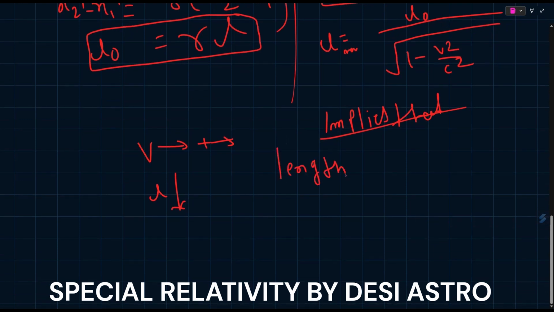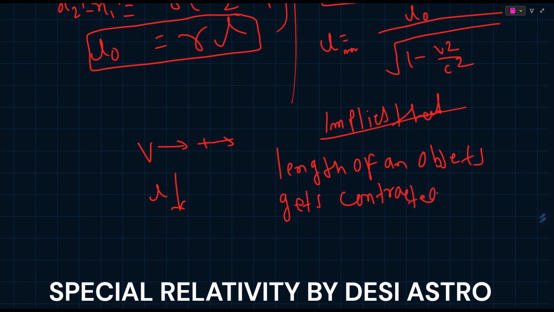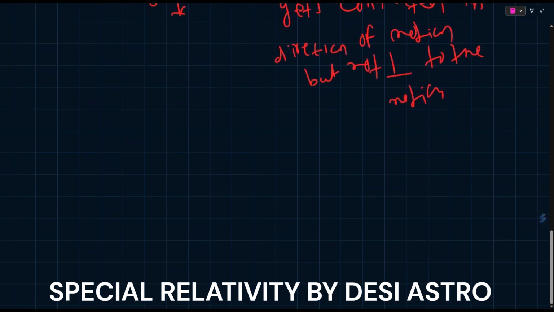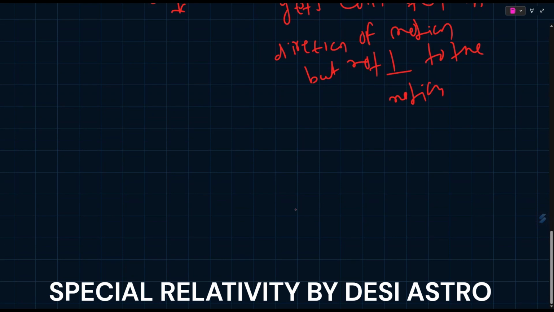This implies that the length of an object gets contracted in the direction of motion, but not perpendicular to the motion. This is a very big result. So here you can see that L moving equals L naught rest times the square root of 1 minus v square by c square.